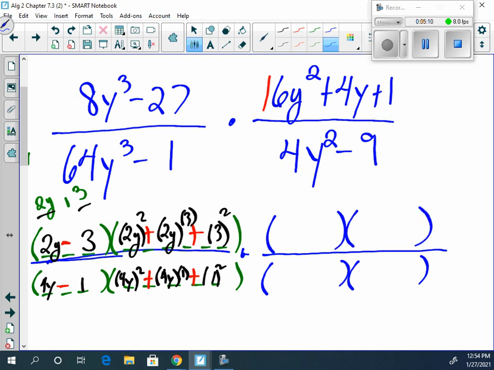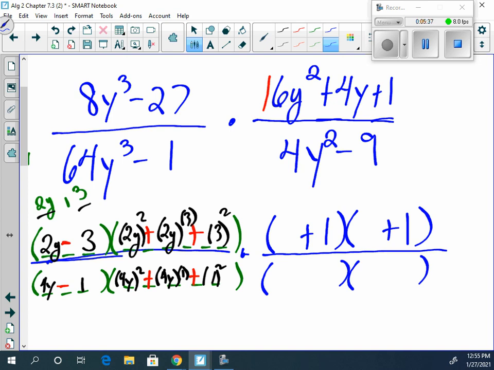So now we just need to look at the other rational expression and see if any of this factors. So do we want to look at the numerator or denominator first? So the numerator, we have 16y squared plus 4y plus 1. Well, since 1 is positive, the signs are the same, and they match the sign of the middle term. So since this is positive, both of the signs are going to be positive.